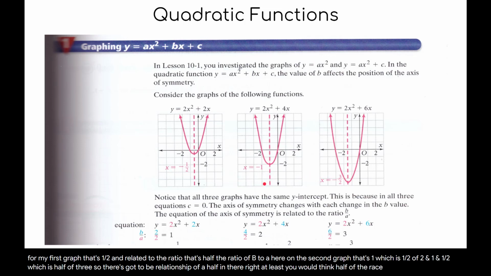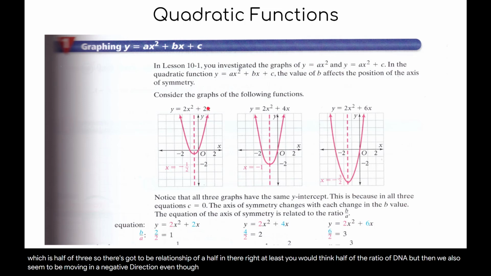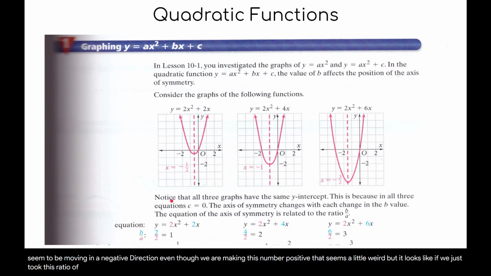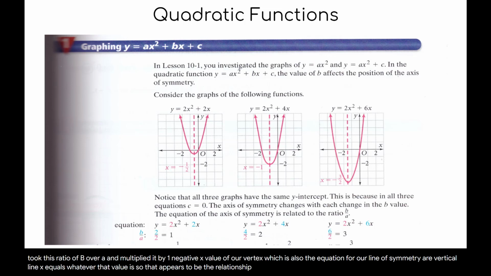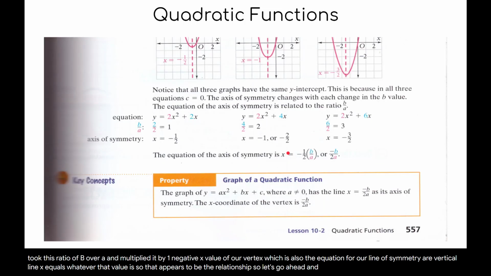Half of the ratio of b and a. But then we also seem to be moving in a negative direction, even though we are making this number positive. That seems a little weird. But it looks like if we just took this ratio of b over a and multiplied it by -1/2, we would get the x value of our vertex, which is also the equation for our line of symmetry, our vertical line, x equals whatever that value is. So that appears to be the relationship. So let's go ahead and verify that.